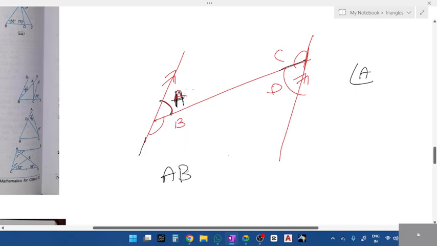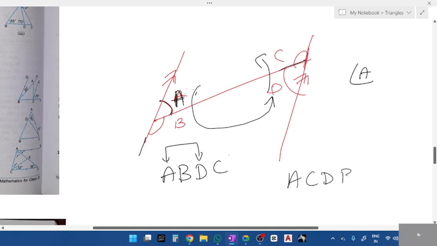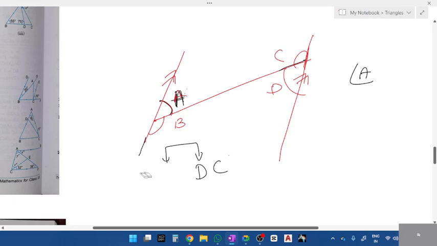After A, what do we have? We have B. After B, what do we have? After B, we have D. So A, B, D, and C. Which is alternate here? Interior alternate. If I move the other way, you get A, C, D, B. So which is alternate? You move in any direction, the alternate angles are the same. So they would be equal. Right? So it is not C, it is D.